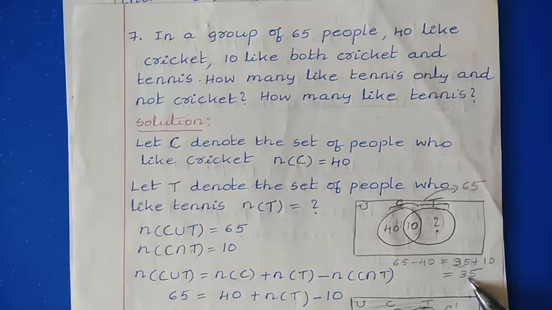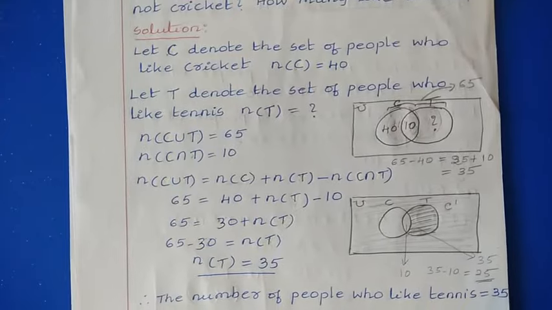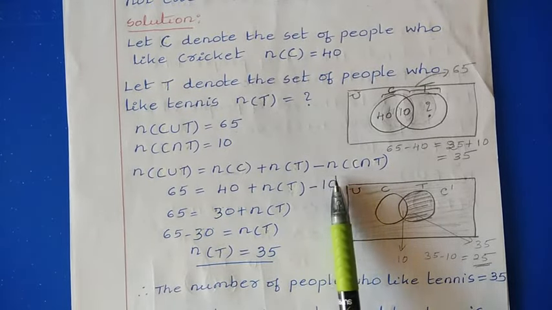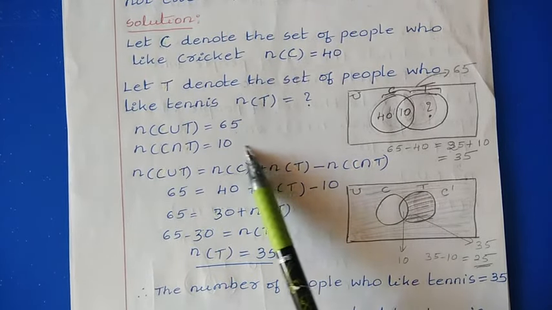Now let us see the same thing by using a formula. N of C union T is equal to N of C plus N of T minus N of C intersection T. So let us replace the values.